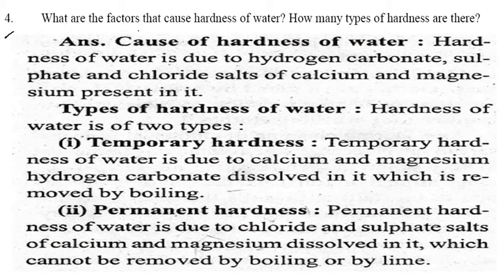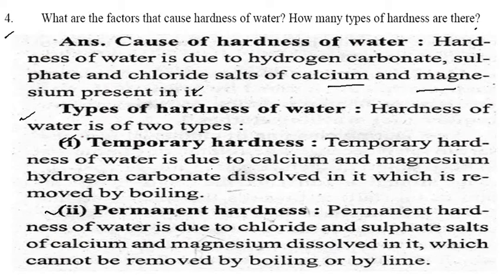Now come to the fourth question. What are the factors that cause hardness of water? How many types of hardness are there? There are two types of hardness, the permanent hardness and the temporary hardness. You can write here: the hardness of water is due to the hydrogen carbonate, sulfate and chloride salts of calcium and magnesium present in it. First, the types of hardness: temporary hardness and permanent hardness.